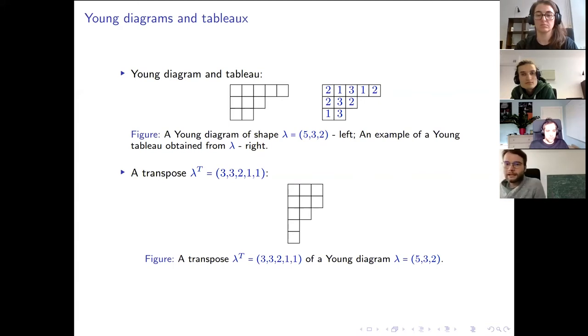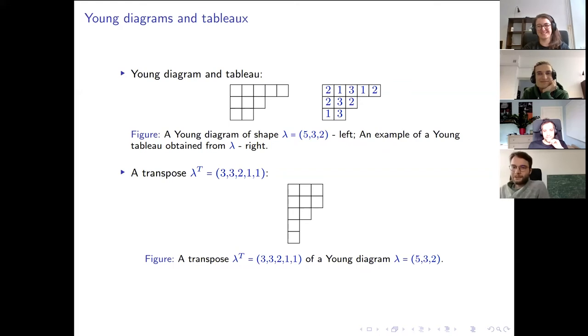But anyway, a Young diagram consists of boxes, and they are always adjusted to the left and to the top, and they correspond to a partition of some number. This number is the number of boxes. For example, here you have the Young diagram for 5-3-2. The point is that the number of boxes in each row is non-increasing like this. And a Young tableau is a Young diagram with some filling, so we can put numbers or things like that. I picked numbers, but to confuse you, I will use letters later.